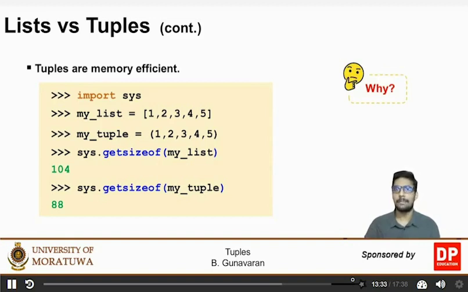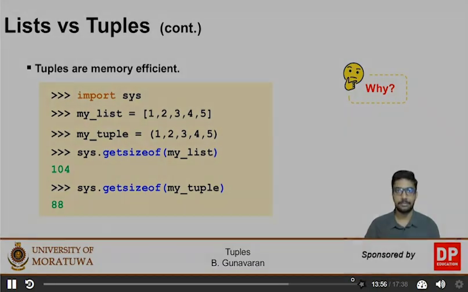But why? Why do tuples consume less memory? We will not be discussing the answer to this question here, since it is an advanced topic to discuss at this point. However, if you are interested, follow the link provided under Supplement 1, which is available on the last slide. It explains clearly why tuples consume less memory compared to lists.